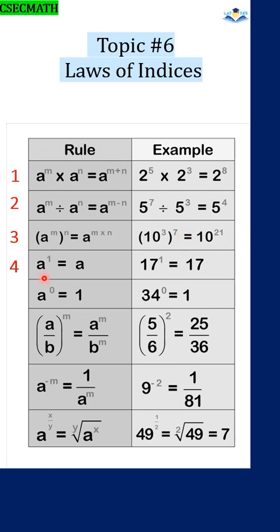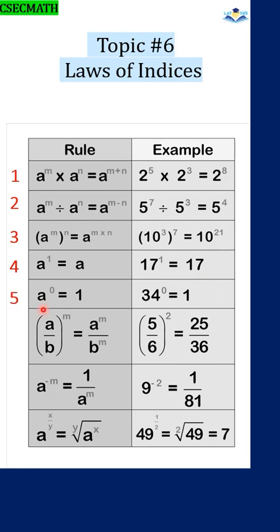Rule number 4. When numbers or letters in some cases are raised to the power of 1, the answer is the same number or the same letter, as can be seen here. A to the power of 1 is equal to A. We have 17 to the power of 1, which is equal to 17.